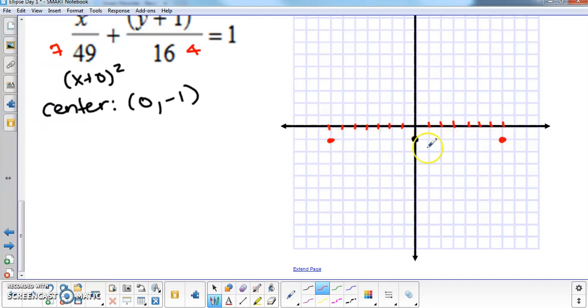So I'm going left and right 7, plus or minus a, away from my center. And then here, I'm going to go plus or minus 4, up and down, because that's on my y. So I'm going to go 1, 2, 3, 4. And 1, 2, 3, 4. Okay? So my vertices are going to be located at plus and minus 7 and -1.